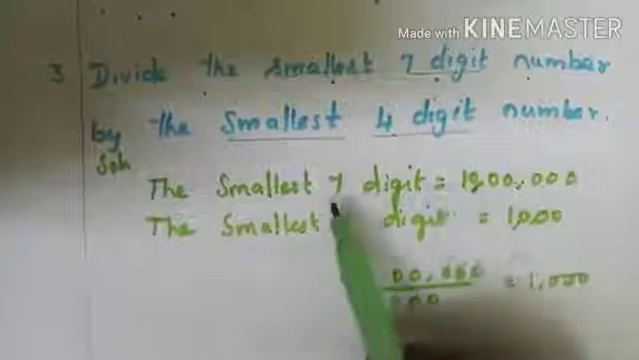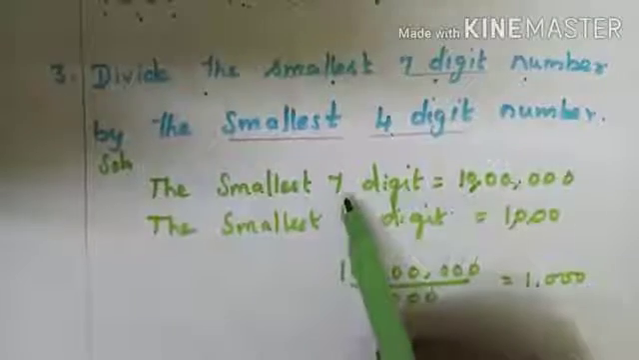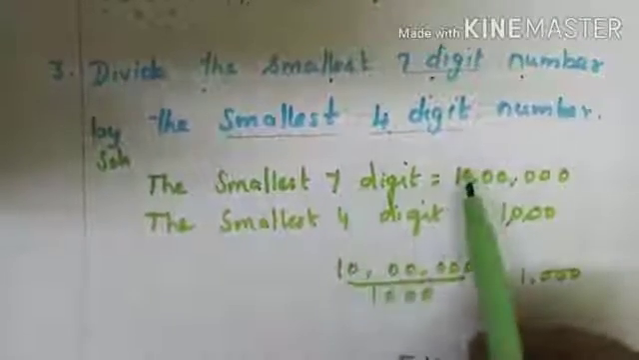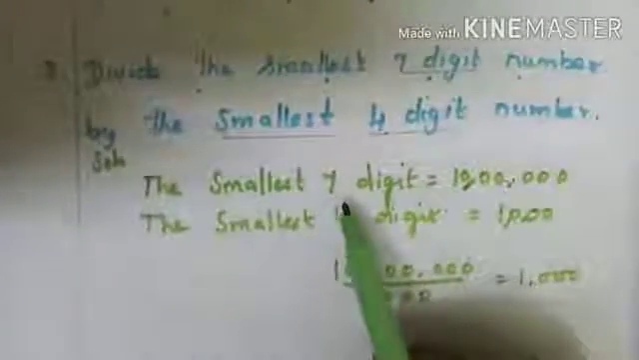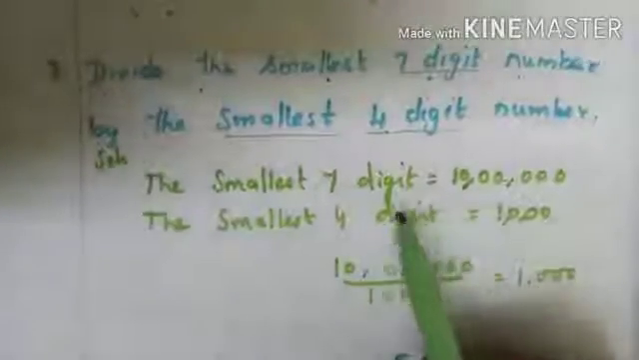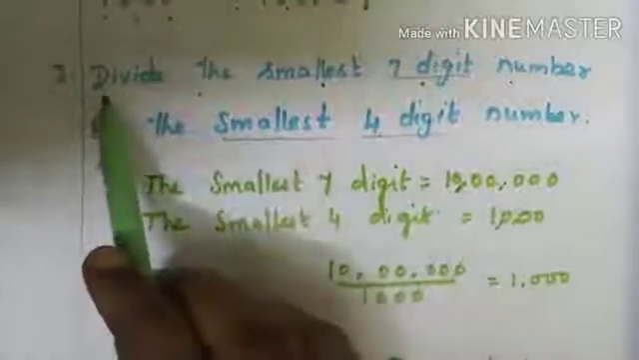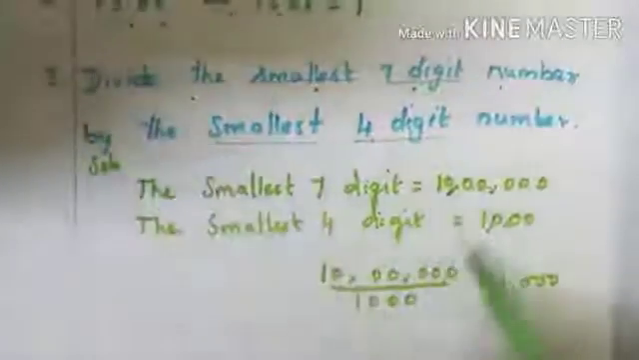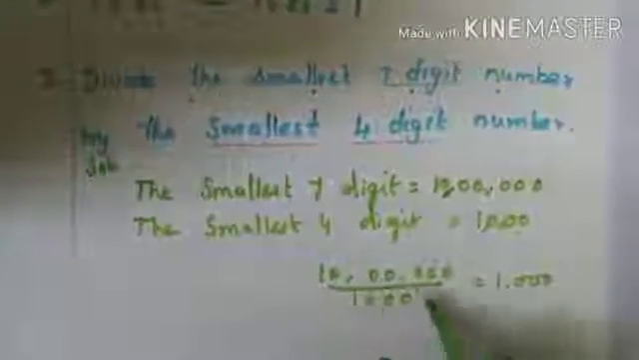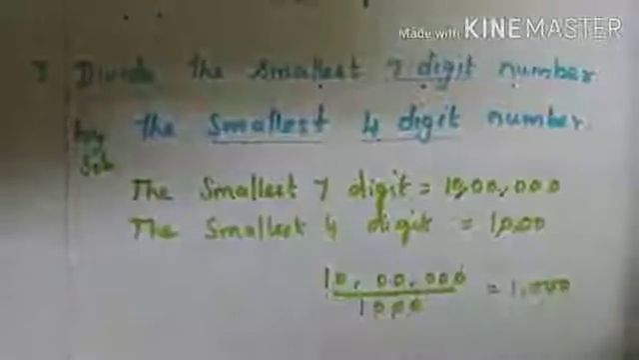So the smallest 7-digit number divided by the smallest 4-digit number, the answer will be 1000. So here you will be making mistakes. Many students put different numbers for the smallest 7-digit number, but you have to keep it in mind. You have to write it clearly, the smallest 7-digit and the smallest 4-digit number. And next, what is given? They have given that we have to divide it. So we put the division, strike the zeros, and write the answer as 1000.